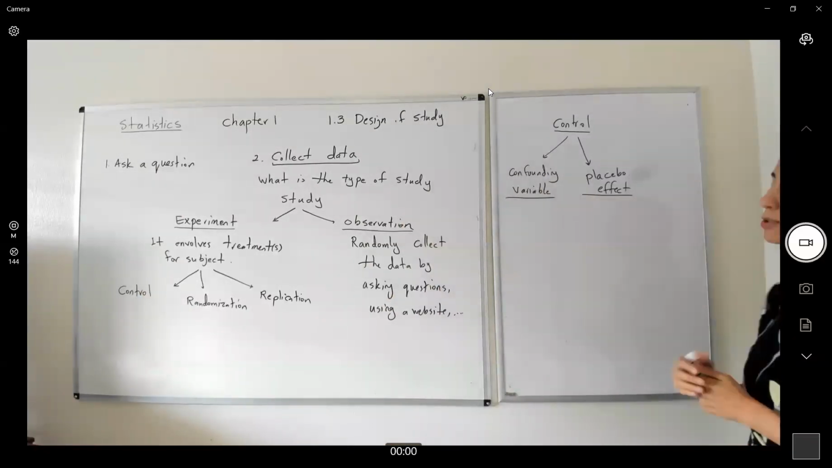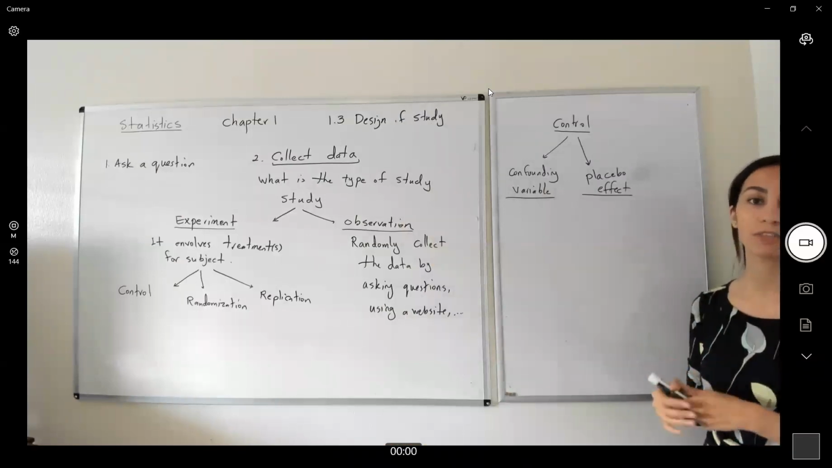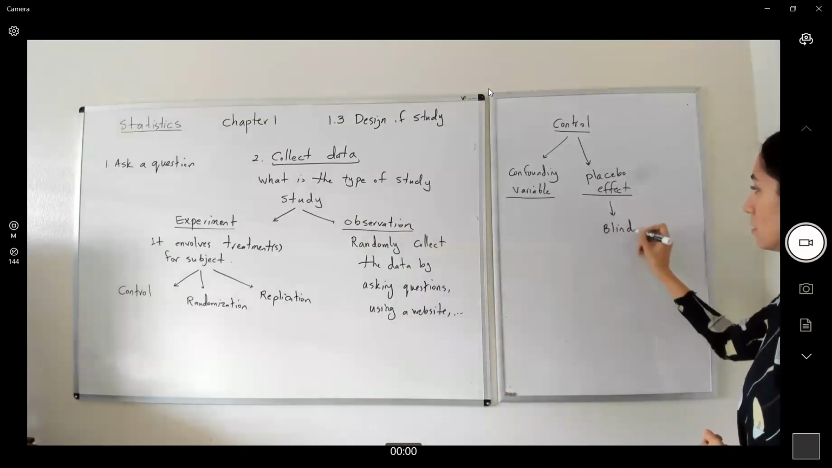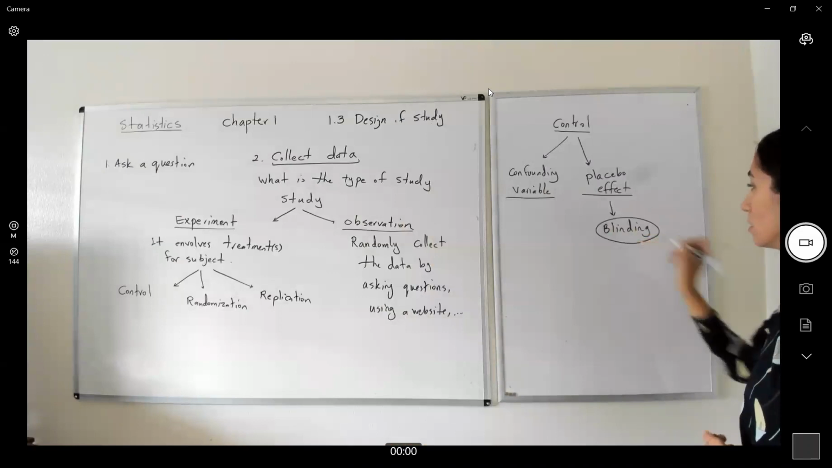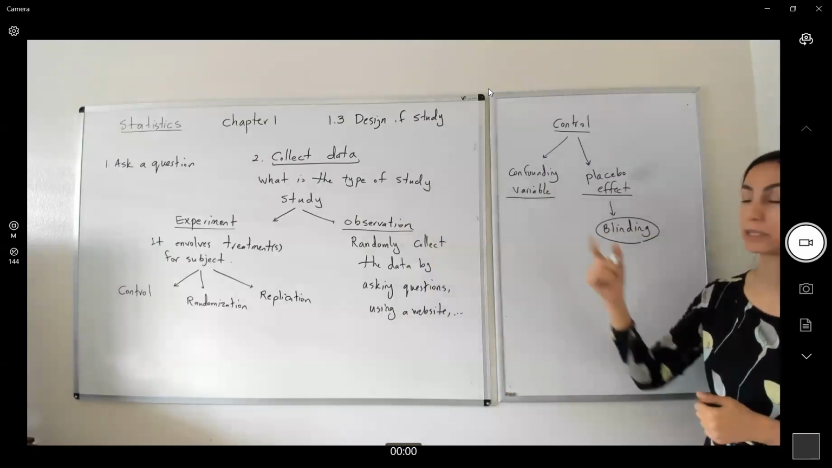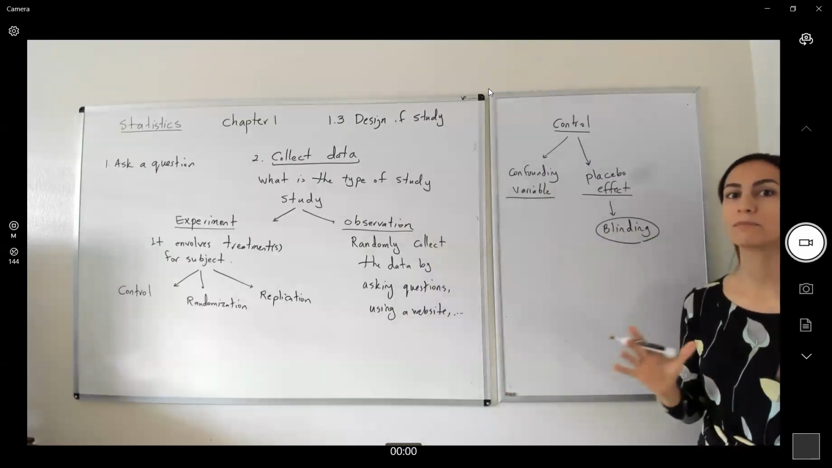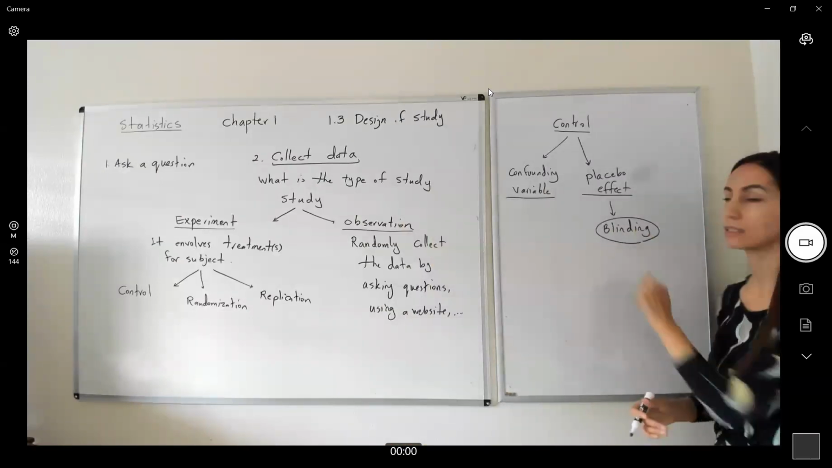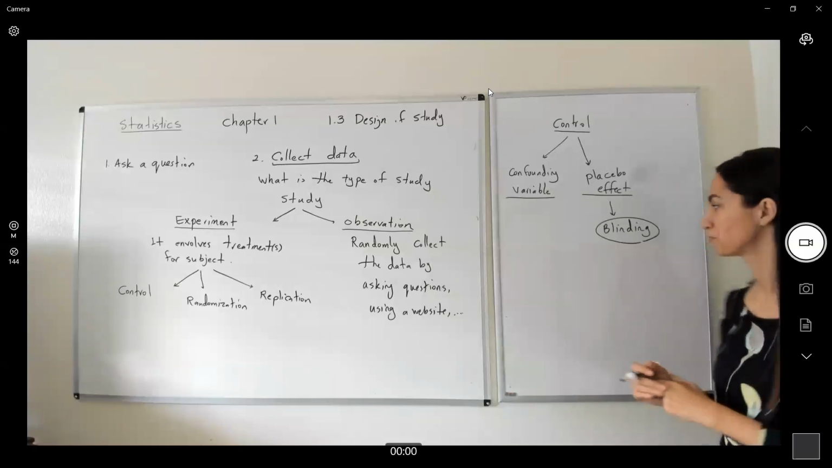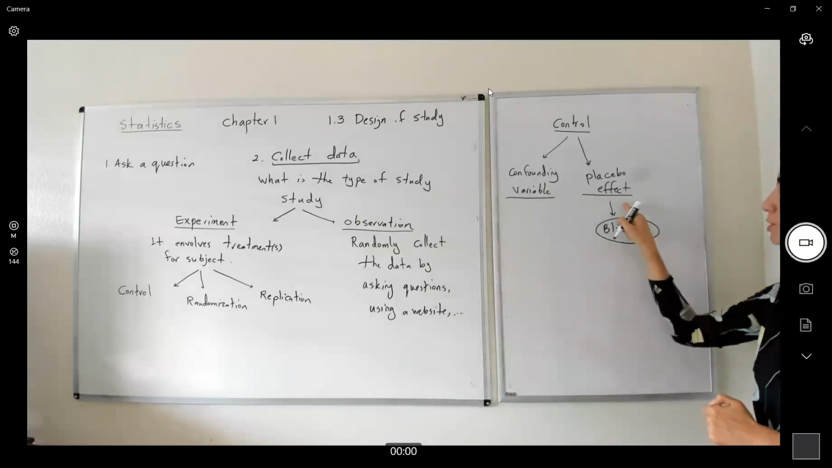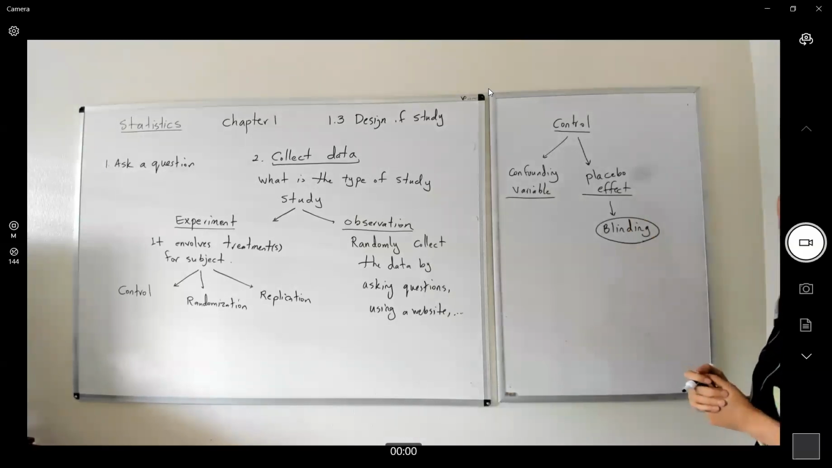So to reduce placebo effect, we can use a technique that we call blinding. What's the meaning of that? It means that suppose you have some subjects in your experimental study, you don't let them know which treatment is fake, which treatment is real. That technique is called blinding. This actually helps to reduce the impact of placebo effect in your experimental study.